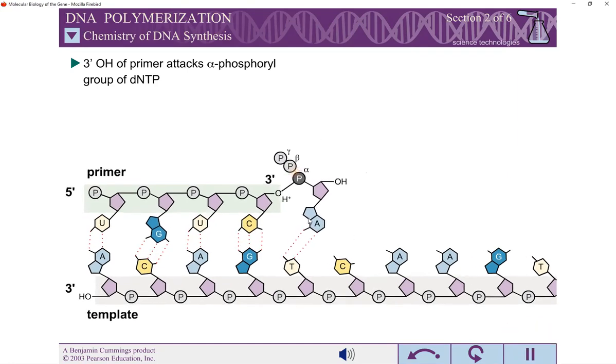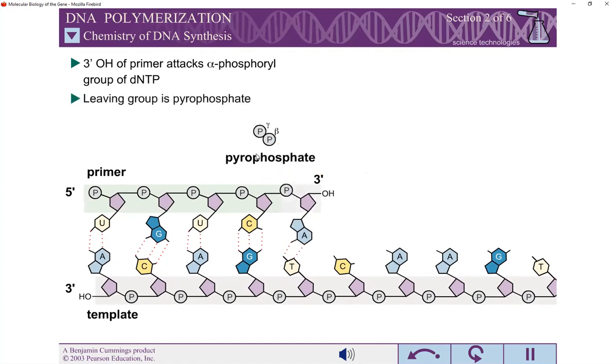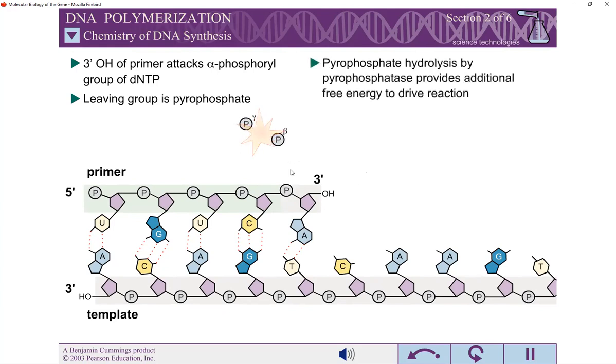In this nucleophilic substitution reaction, the leaving group is pyrophosphate, which is formed from the beta and gamma phosphoryl groups of the dNTP. The pyrophosphate which has been produced is going to undergo hydrolysis, and energy will be released. The free energy change for this reaction is rather small. However, additional free energy is provided by the rapid hydrolysis of the pyrophosphate into two phosphate groups.